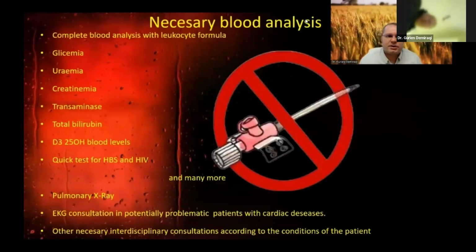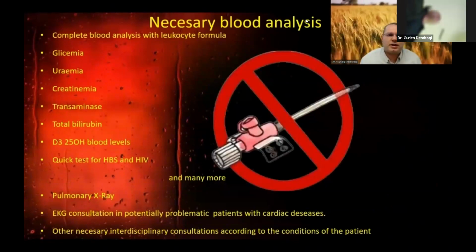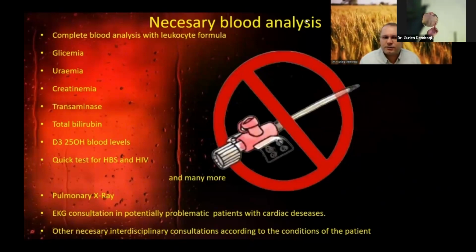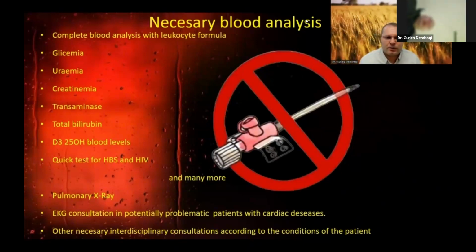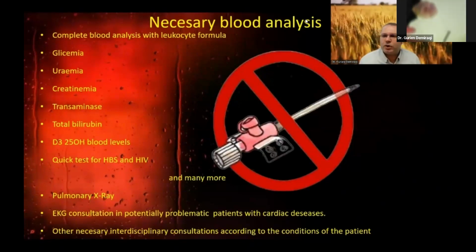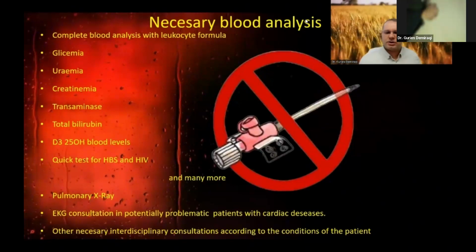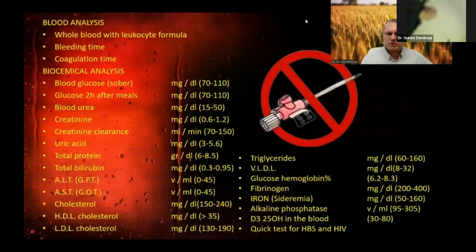Necessary blood analysis: complete blood analysis with the leukocyte formula, leukemia, uremia, creatinine, transaminases, total bilirubin, and vitamin D levels are always asked from the patient. And of course, quick tests for hepatitis, HIV, and many more if the patient is a risk one. Because, as I told you, many of these patients are adults, and of course, they are not immune from other disease. If it is needed, interdisciplinary consultations such as pulmonary X-ray, EKG consultation in cardiac disease patients, and other necessary interdisciplinary consultations are done according to the conditions of the patient.